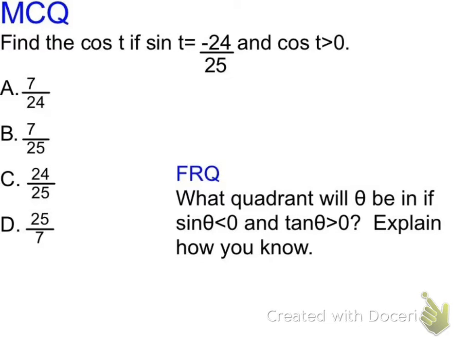So last but not least, here are your checkpoints. Do your best to draw the picture for the multiple choice question and find the cosine of t. For the free response question, it's similar to some of the examples you saw. Figure out what quadrant it will be in if sine is less than 0 and tangent is greater than 0. And be sure to explain how you know. So bring those questions into class.